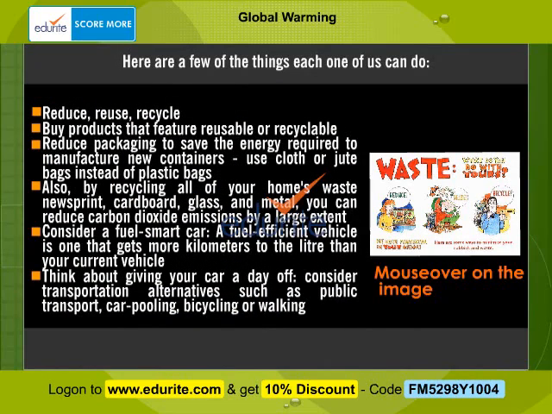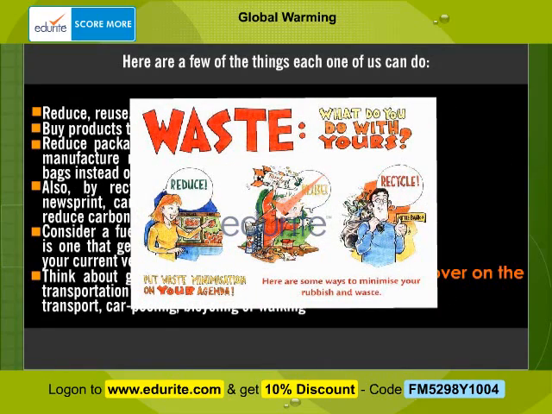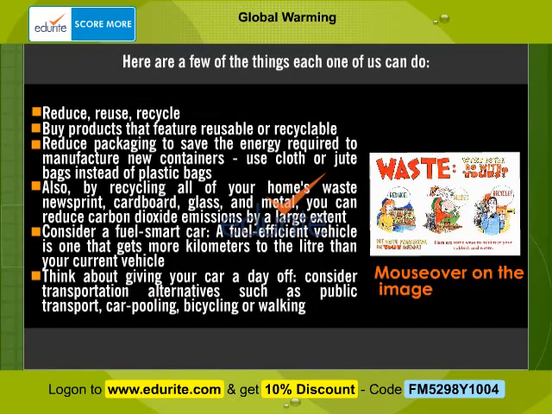Here are a few of the things each one of us can do. Reduce, reuse, recycle. Buy products that feature reusable or recyclable packaging. Reduce packaging to save the energy required to manufacture new containers. Use cloth or jute bags instead of plastic bags. Also, by recycling all of your home's waste newsprint, cardboard, glass and metal, you can reduce carbon dioxide emissions by a large extent.